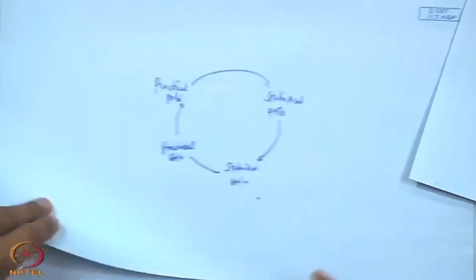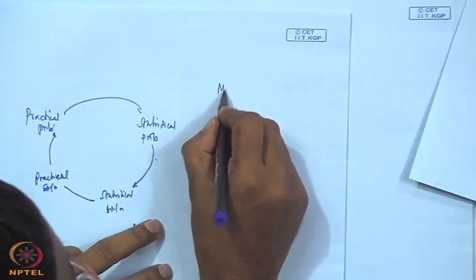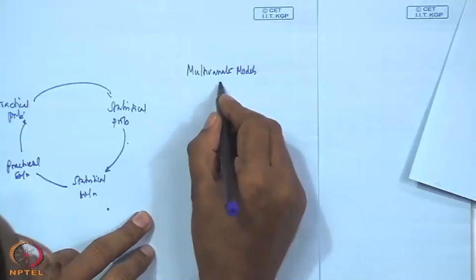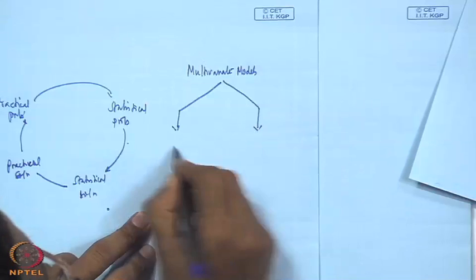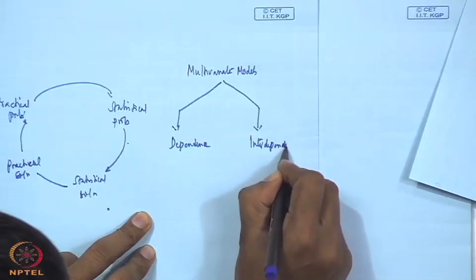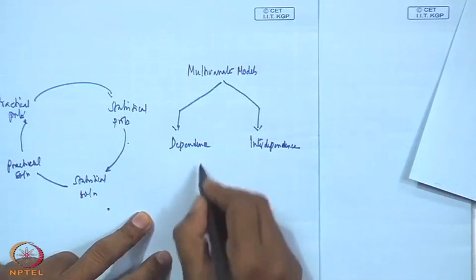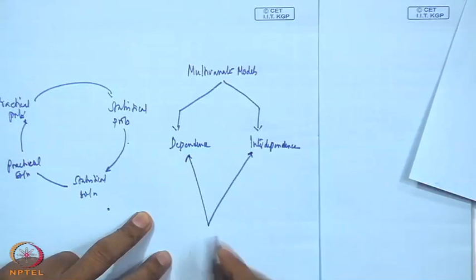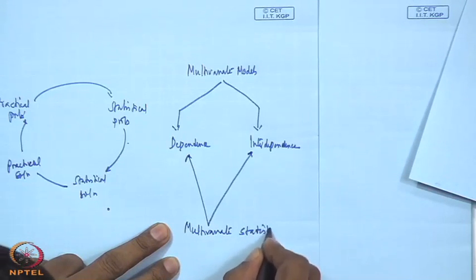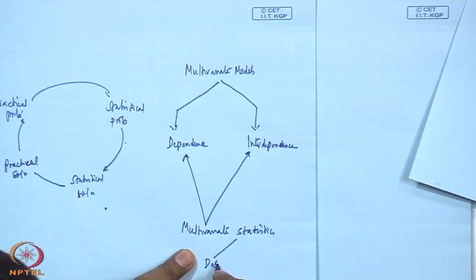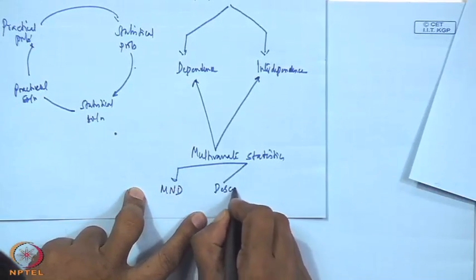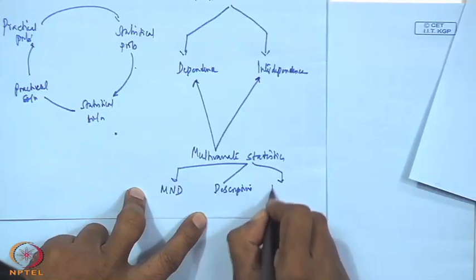And what you have understood more here is that in multivariate models there are two sets of modeling techniques, one is dependence, another one is interdependence, correct. But please keep in mind that these two will not be fully understood if you do not understand multivariate statistics, mainly the descriptive statistics part. Three things you have to understand here: multivariate normal distribution, descriptive statistics, and inferential statistics.